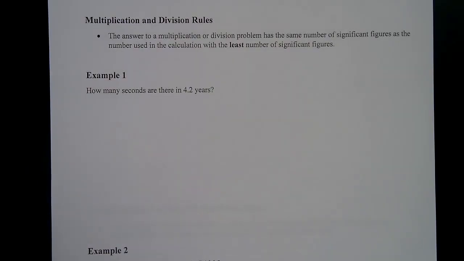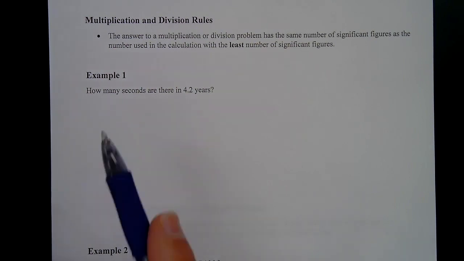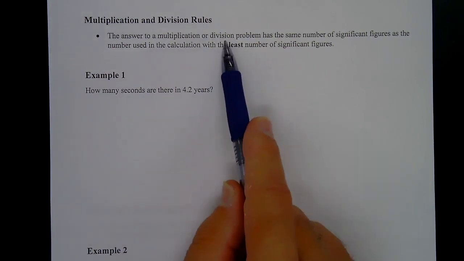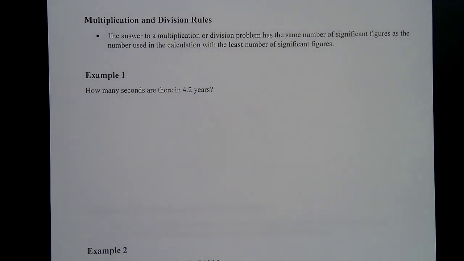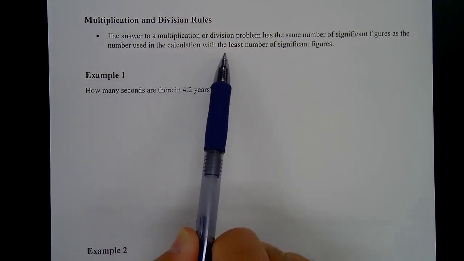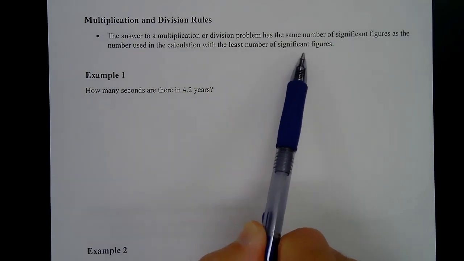So we're going to talk about multiplication and division rules, okay? So when we were doing these conversion factors, we were multiplying. And what we were doing wrong last week is we weren't following the multiplication and division rules correctly, okay? So anytime we multiply or divide, the answer to that problem will have the same number of significant figures as the number used in the calculation with the least number of significant figures.